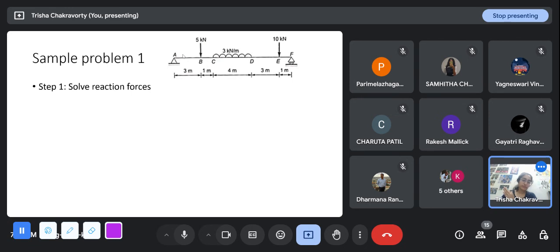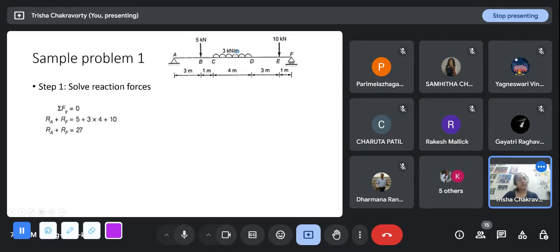To solve the bending moment and shear force in the entire problem, the first step is always to solve the reaction forces. And how do we solve them? We use the equilibrium equations. So sigma Fy will be 0. What are the forces in the y direction? Ra is an unknown, Rf is an unknown. Here the upward forces are written on the left side, and the downward forces are written on the right side. So Ra plus Rf, we are just assuming that they are both positive, is equal to 5 kilonewton downwards, 10 kilonewton downwards.